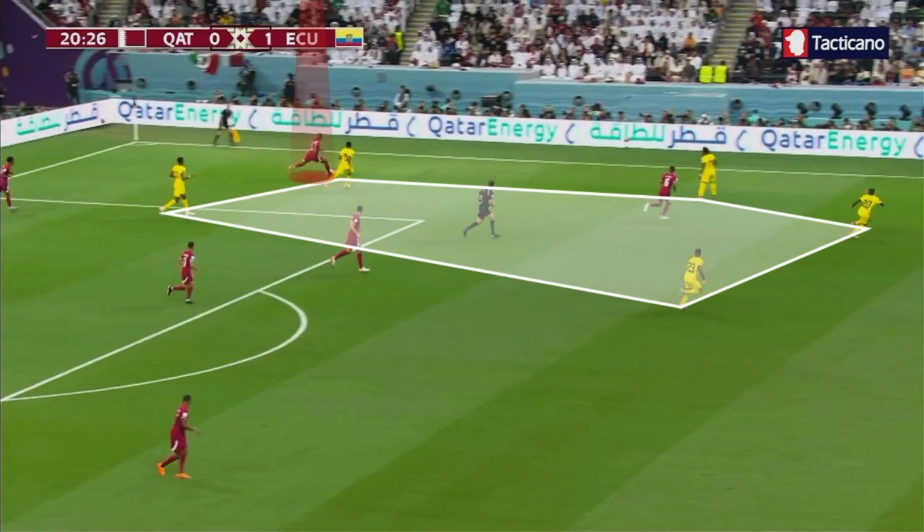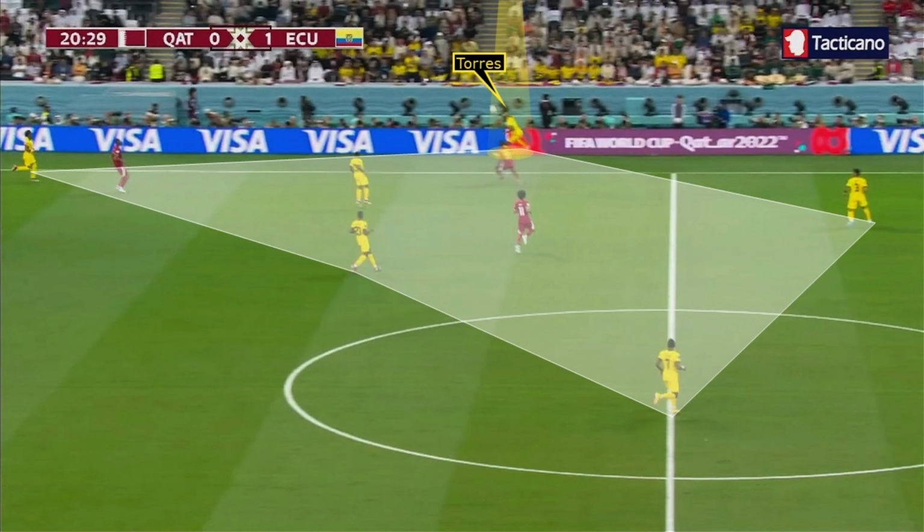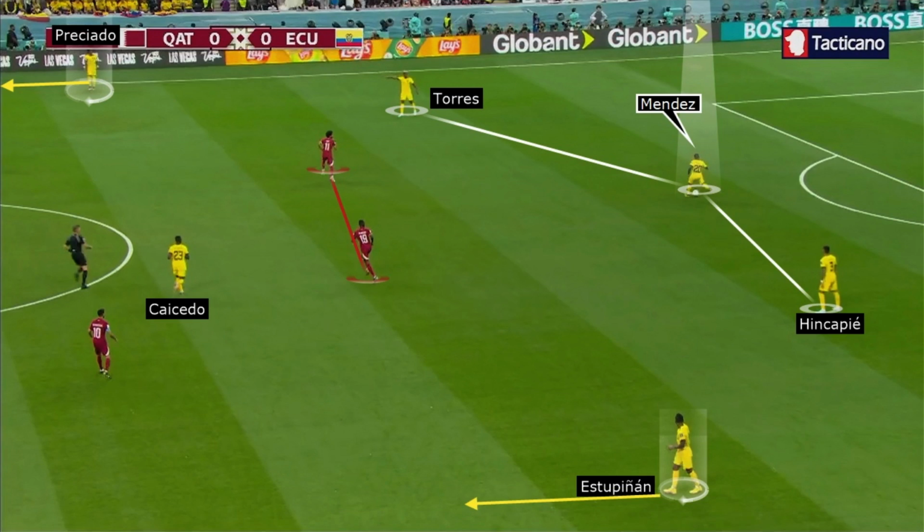Example 3, Ecuador are pressing as one unit in the ball area and Abdul Karim Hassan cleared the ball to end up in the center of the field at Torres, the defender who advanced to hide the spaces between the lines. Ecuador national team has clear thoughts with the ball.